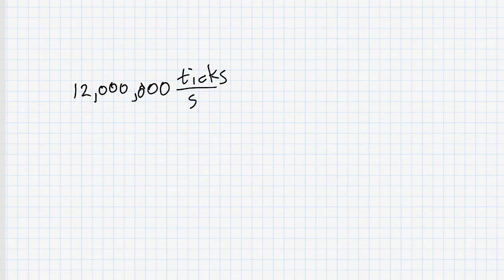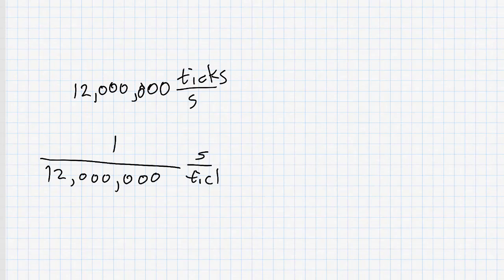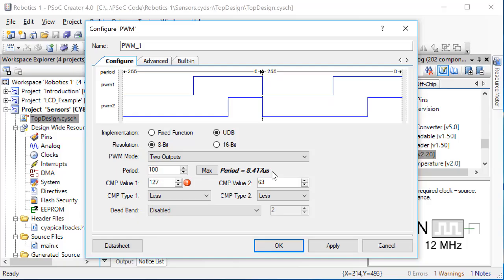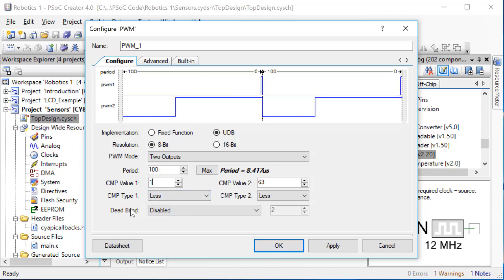If we take 1 divided by 12 million seconds per tick, and multiply it by 100 ticks, we get 8.33 microseconds. That's pretty fast. Now, let's set the compare value to 100. That's just an initialization value. We are going to be changing the compare value in our code.